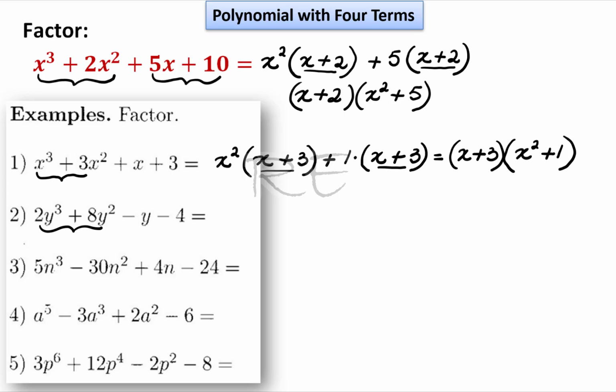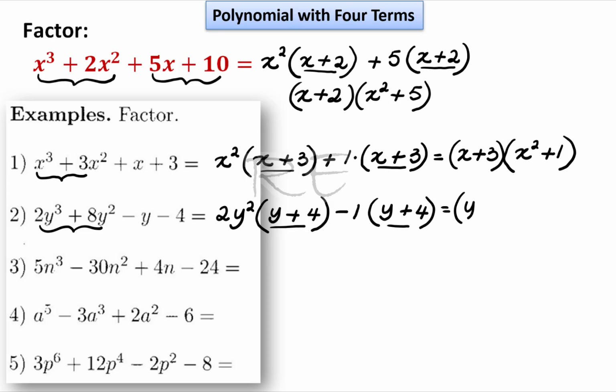The GCF between 2y cubed and 8y squared is 2y squared. We are left with y plus 4. We're going to factor the negative coefficient, and it's going to be -1 times y, we change the sign, plus 4, we change the sign. The greatest common factor becomes y plus 4.